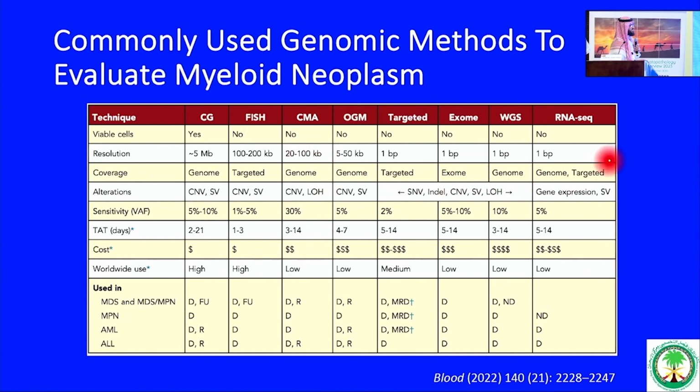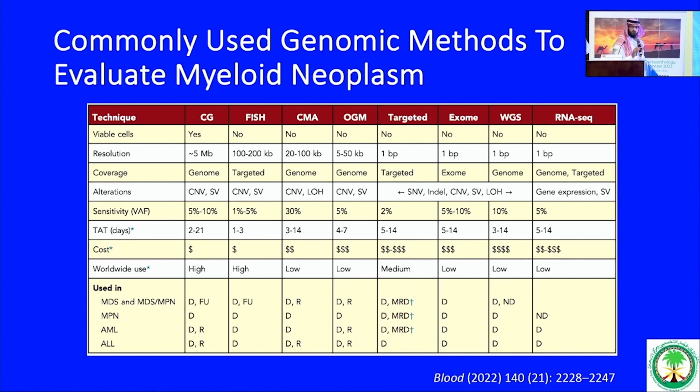You always hear about new technologies, a new test adding to the menu, but none of these tests will replace the others. Every test here has significance. Conventional cytogenetics is very important. FISH is very important. Chromosomal microarray, optical genome mapping, targeted exome, whole genome, and RNA sequencing: all of them have value for MDS, MPN, and AML, either as diagnostic, as follow-up, some used in relapse, and some used in MRD testing.